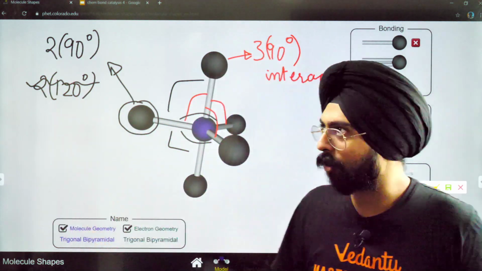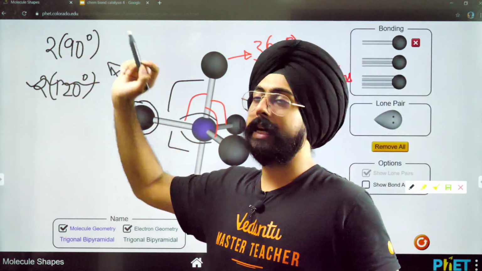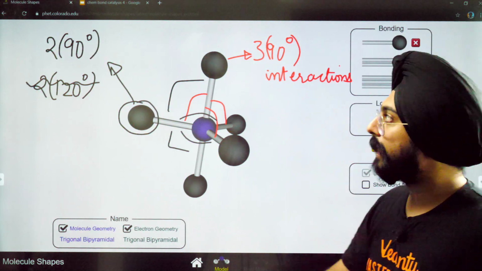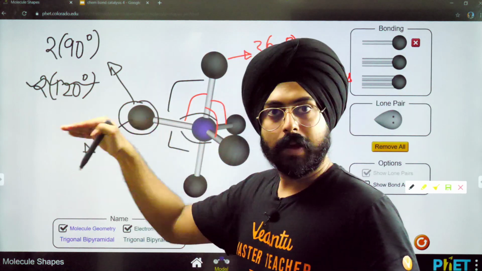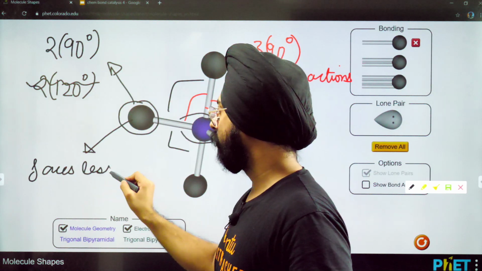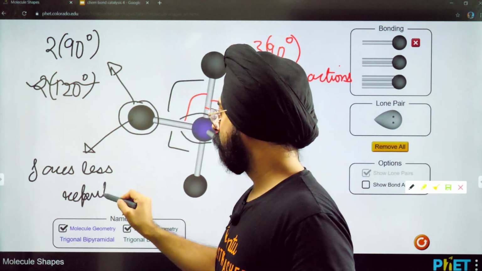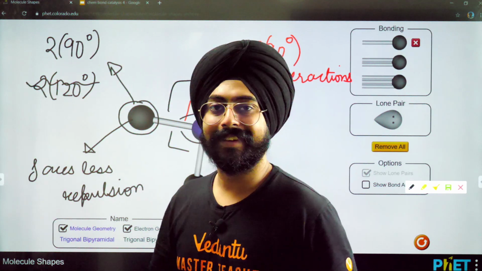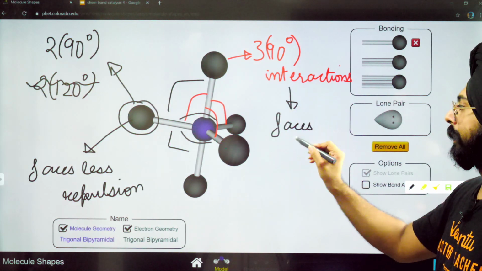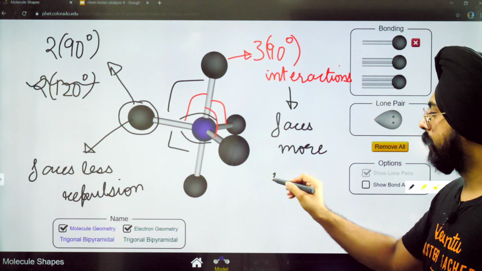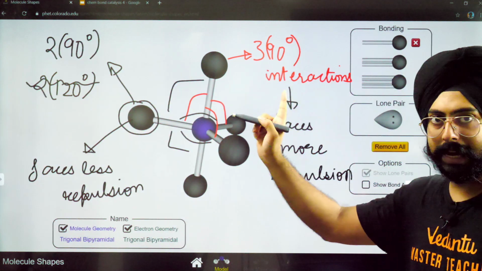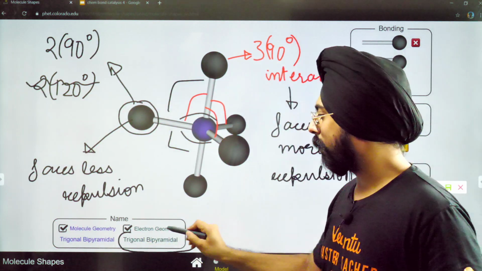Okay. So overall, an equatorial bond has two 90 degree interactions. An axial bond has three 90 degree interactions. What does this mean? This means that the equatorial bond pair faces less repulsion. The equatorial bond faces less repulsion, the axial bond faces more repulsion. Please remember this idea that repulsions are less at the equator and more at the axis in a trigonal bipyramidal geometry.